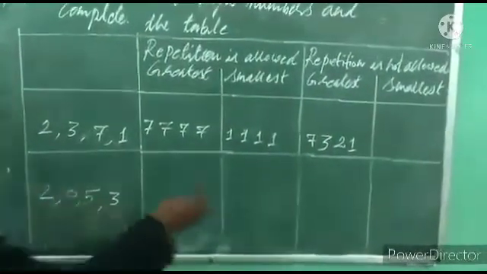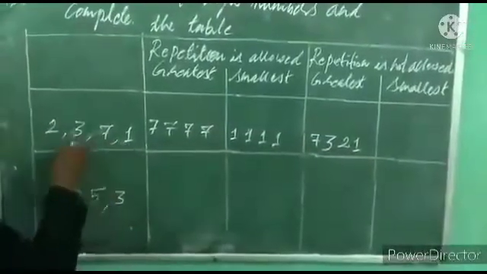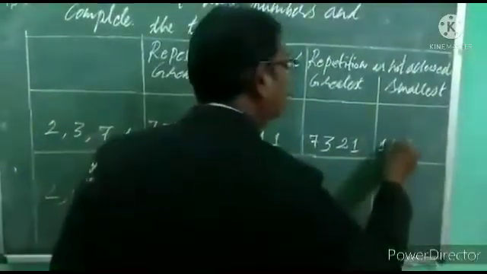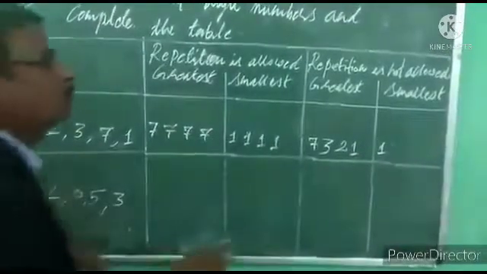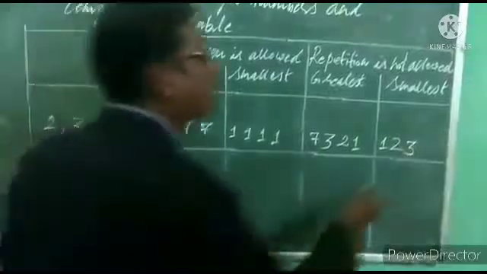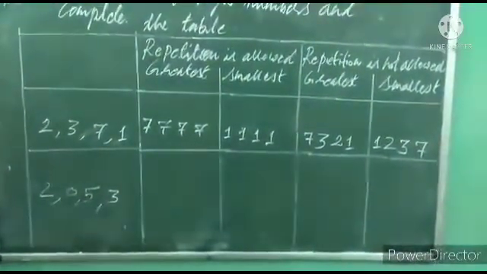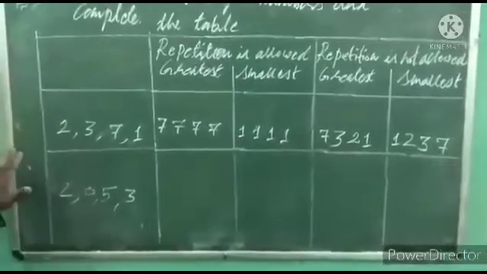Now smallest, just the opposite of that. The digits are 1, 2, 3, 7. First 1, after 1, which number? 2. After 2, which number? 3. And after 3, which number is coming there? 7. So 1237 is the smallest 4-digit number.